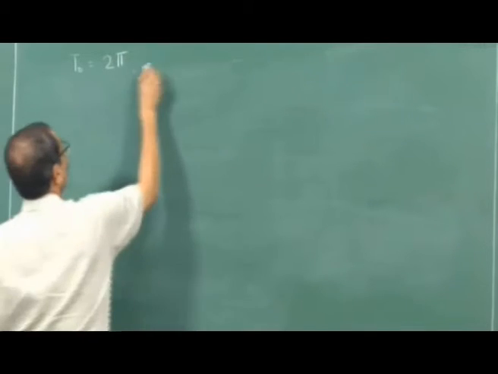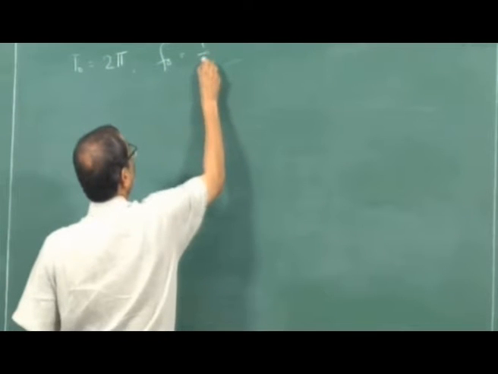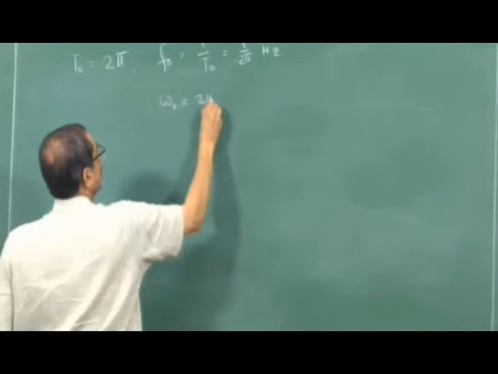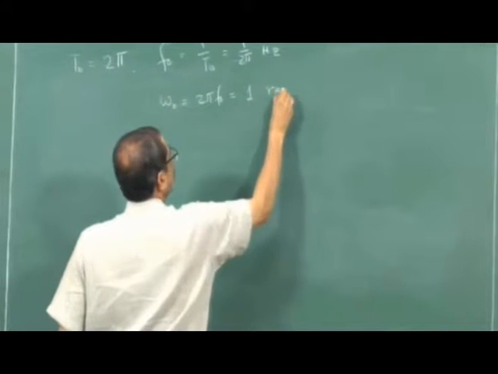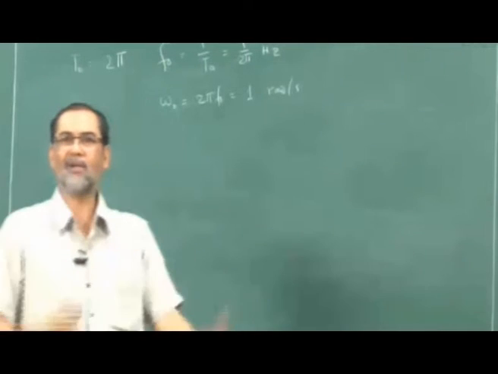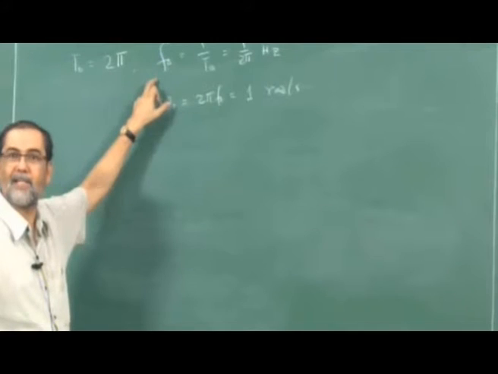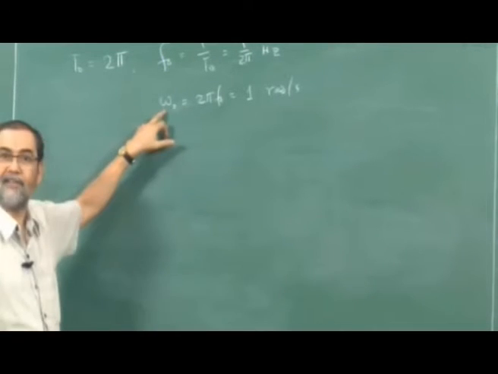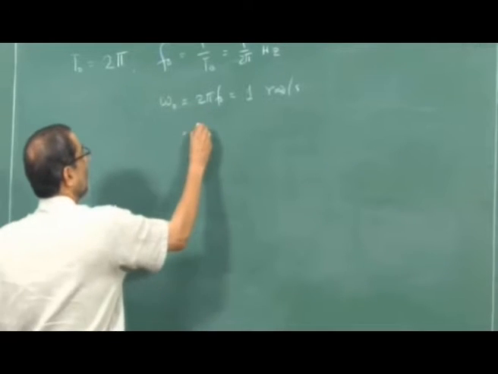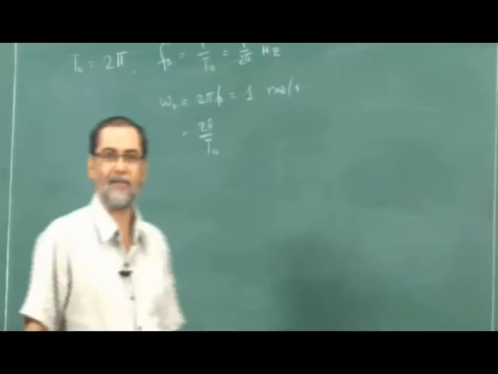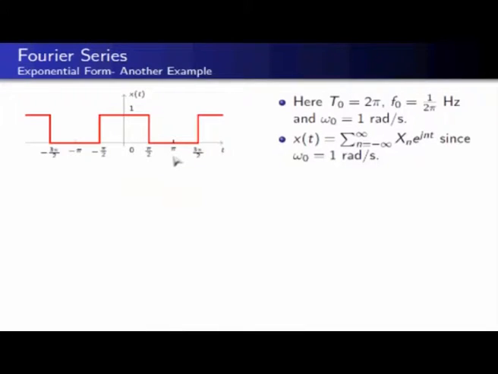The period is 2 pi, and frequency in hertz is 1 by T naught, which is 1 by 2 pi hertz, and frequency in radians is 2 pi f naught, so it is 1 radian per second. So for this particular problem, where I have a rectangular pulse oscillating between 1 and 0 with periodicity 2 pi, the frequency in hertz is 1 by 2 pi, and frequency in radians is 2 pi f naught or 2 pi by T. That's another way of writing the same thing. T naught is 2 pi, so it's 1 radian per second. This is what I've tried to say in the text here. So T naught is 2 pi, f naught is approximately 1 by 2 pi, and omega naught is 1 radian per second.